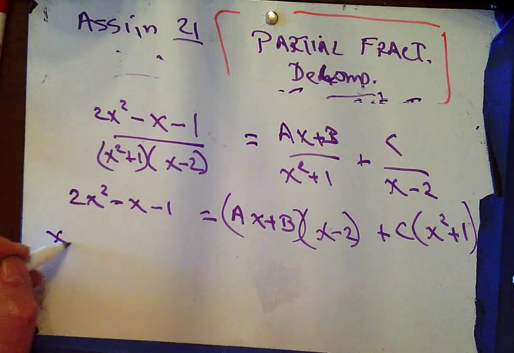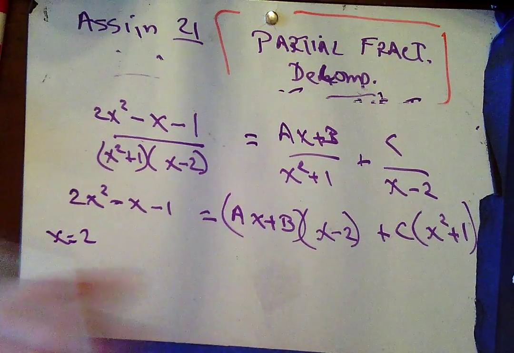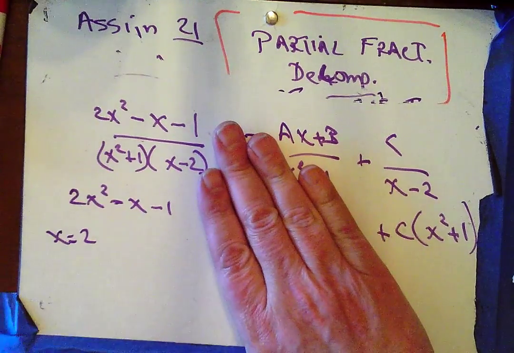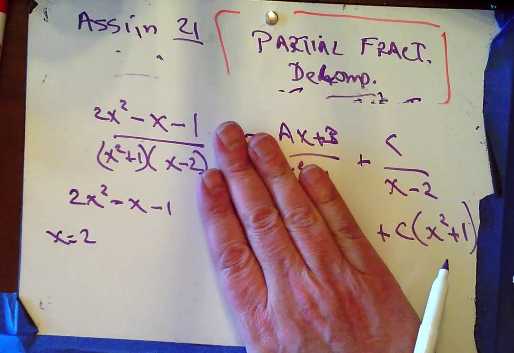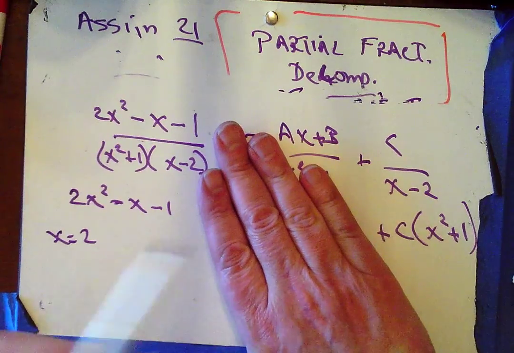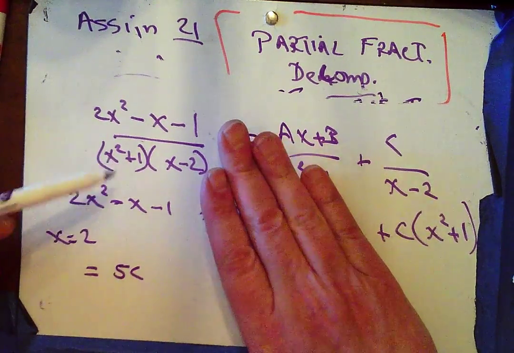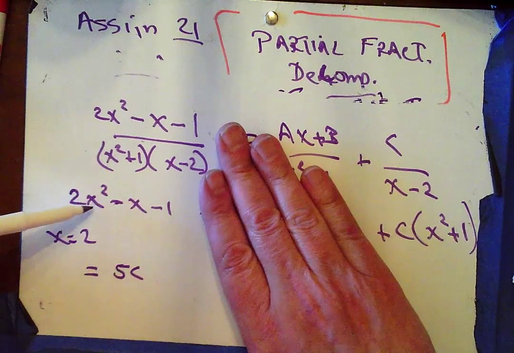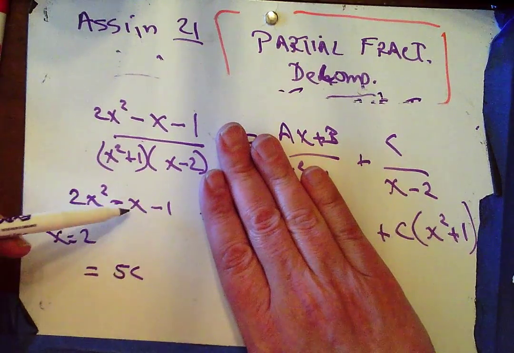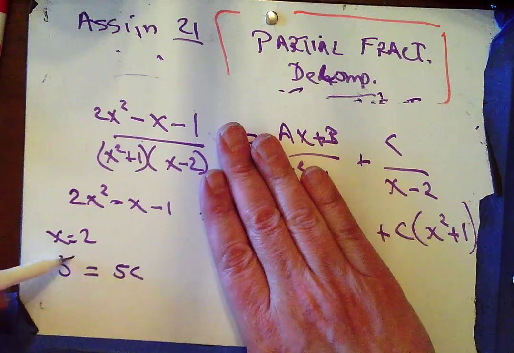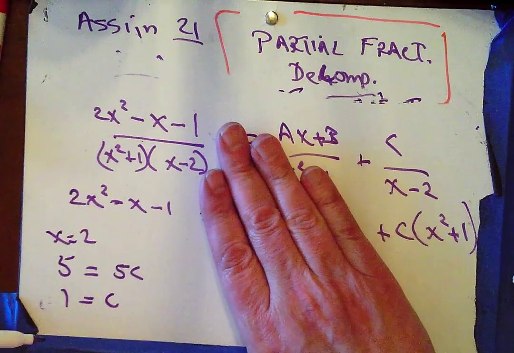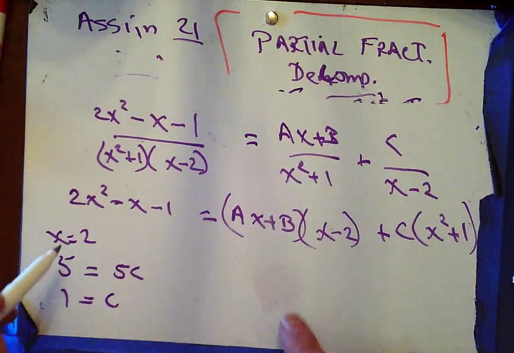So when x equals 2, 2 minus 2 is 0. All of that goes away. 2 squared is 4 plus 1 is 5. So we've got 5c. And I'm plugging in x equals 2 here. 2 squared is 4. 4 times 2 is 8. 8 minus 2 is 6. Minus 1 is 5. And so c equals 1. Fabulous. That was with x equal to 2.